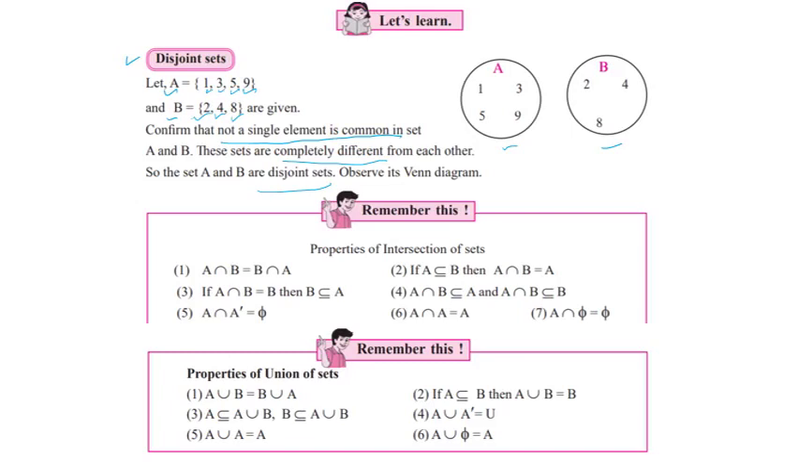Now see, these are some properties related to the intersection of two sets and the union of two sets. Remember this and do the practice with the help of examples.